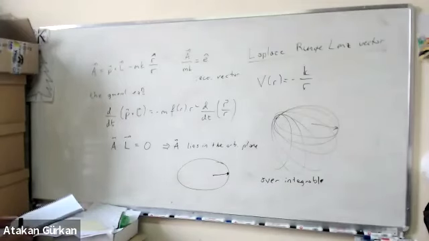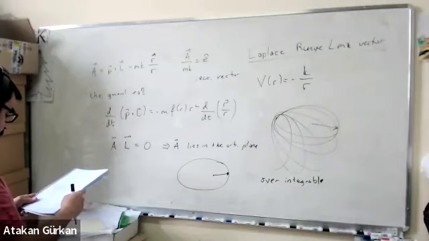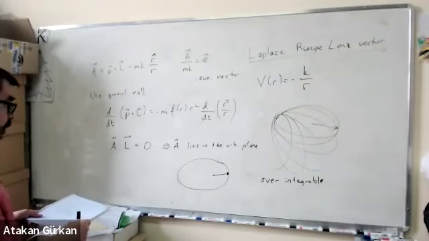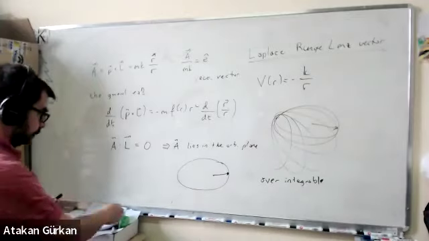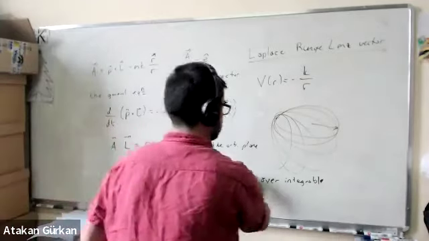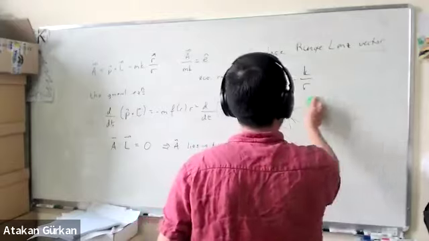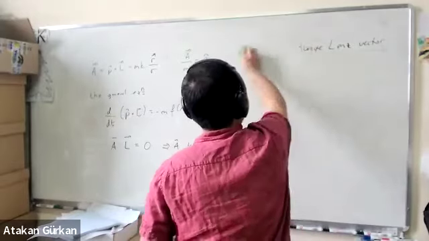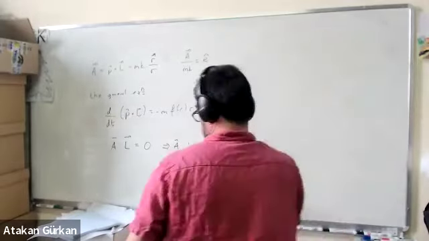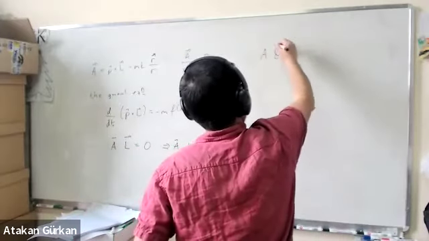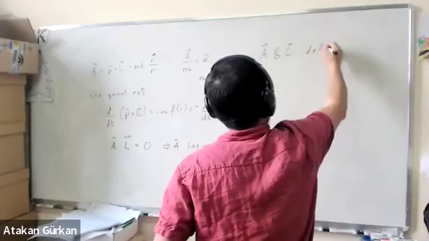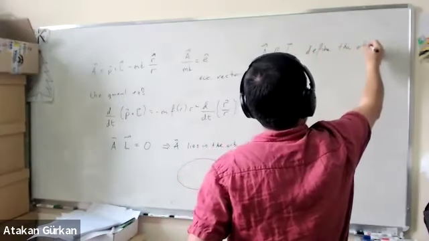Okay. Right. Now, this Lagrange vector and the angular momentum define the orbit completely. Or the shape of the orbit at least. So A and L define the orbit completely.